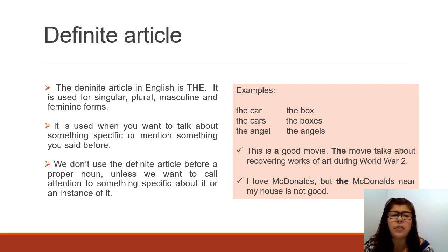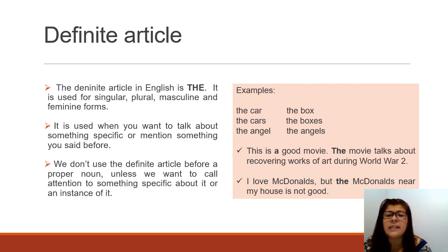You use the article when you want to talk about something specific or mention something you said before. And we don't use the definite article before a proper noun unless we want to call attention to something specific about it or an instance of it. For example, the car, the box, the cars, the boxes, the angel, the angels.